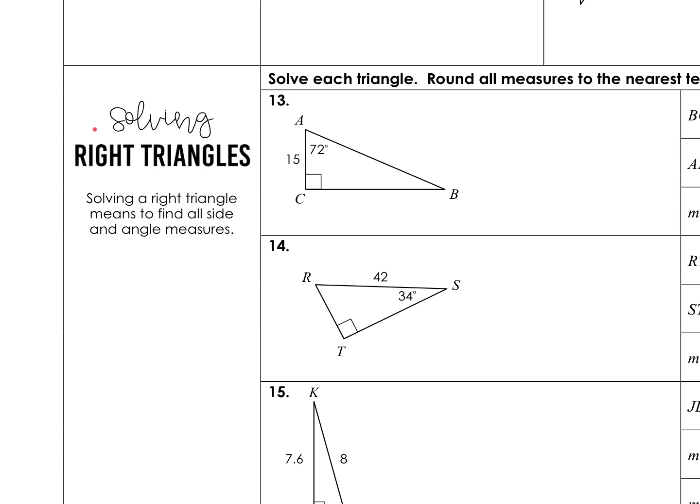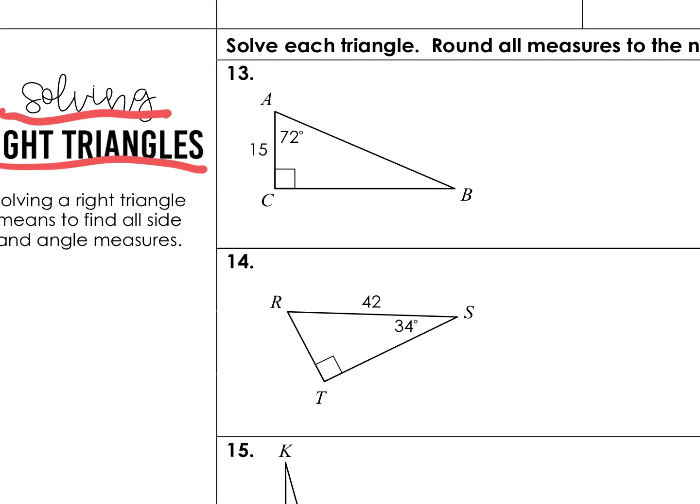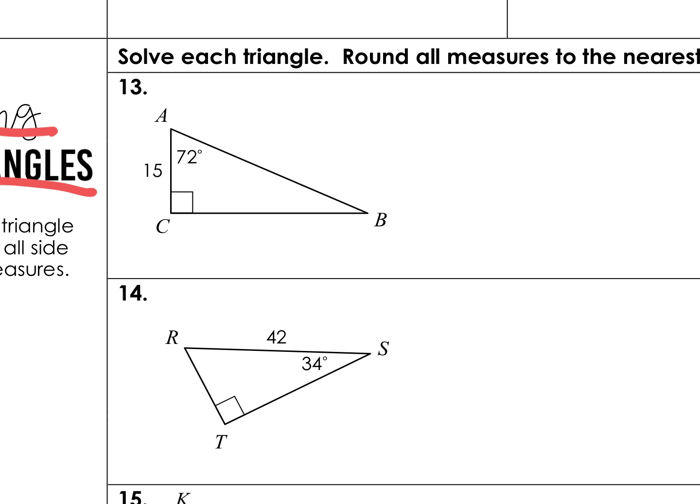When you see the rule solving right triangles, it means that everything in that triangle needs to be filled in. Every side and every angle. So I'm looking at number 13. And I do see a right angle. And I do see a 72 as angle A. We would call that the measure of angle A is 72 degrees. But I'm missing the measure of angle B. Please, I hope you remember something from geometry.